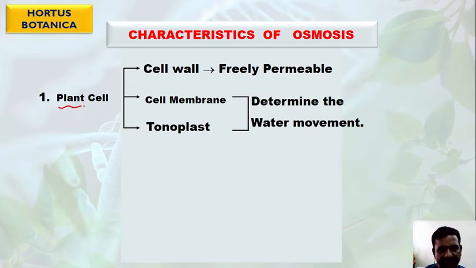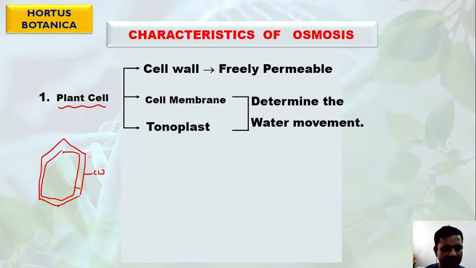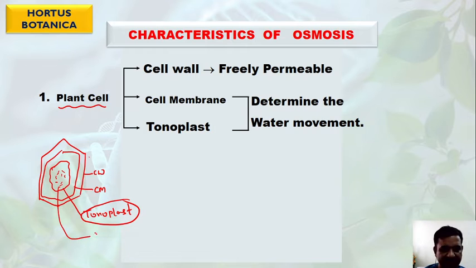If we are talking about the plant cell, what do we have? We have the plant cell covered by an outer membrane. This is your cell membrane, which is enclosed by the cell wall. Inside that, this is your tonoplast, and the tonoplast is the membrane of this vacuole. This vacuole holds the cell sap. So the cell sap and the tonoplast constitute the vacuole of a cell.